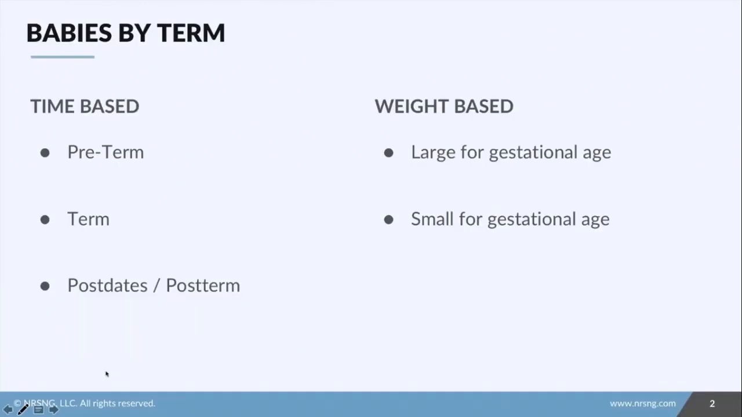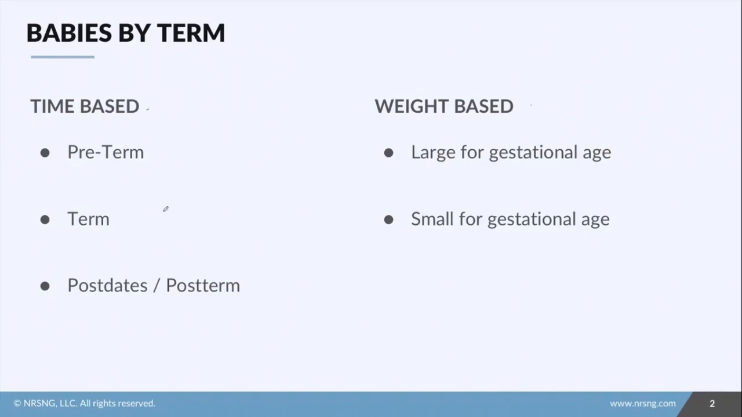In this lesson, I'm going to help you understand the different classifications for babies by their term and the risk associated for each. So there are two ways that babies can be classified. The classifications are either going to be time-based or weight-based. So let's look at time-based first.